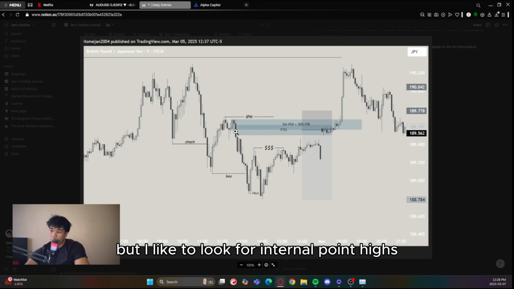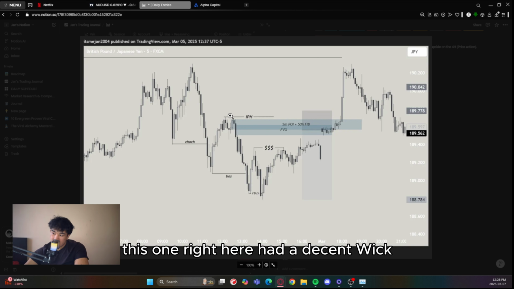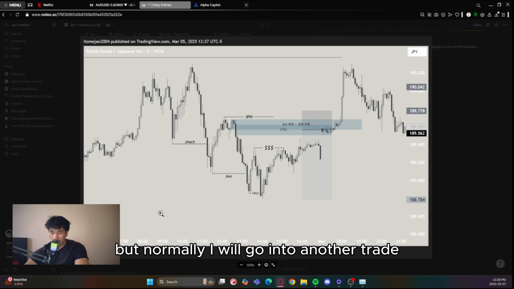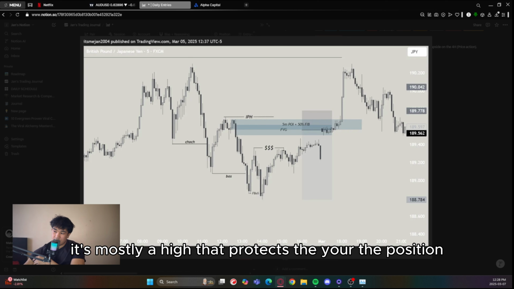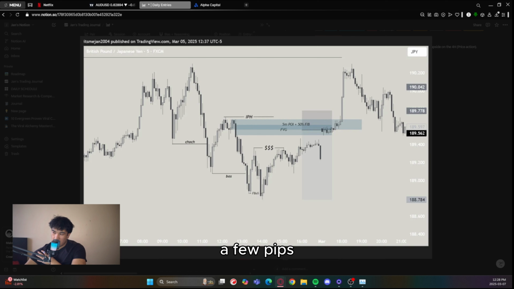But I like to look for internal point highs or internal point lows that have a strong wick to them. This one right here had a decent wick, but it wasn't too perfect. Normally I will go into another successful trade later on what exactly is a good internal point. But it's mostly a high that protects the position. That's basically where I like to set my stop losses, a few pips above it, or below it if it's an internal point low.